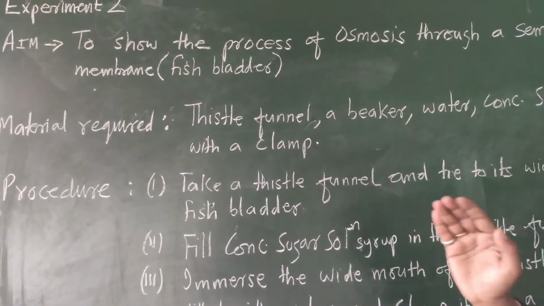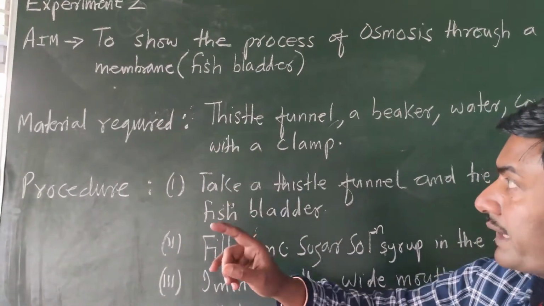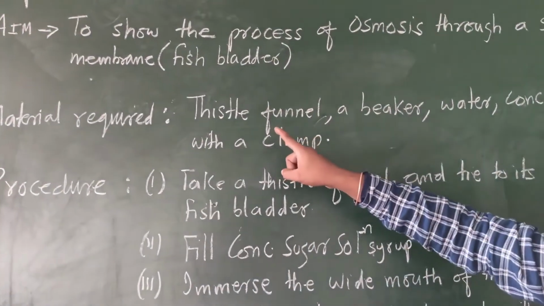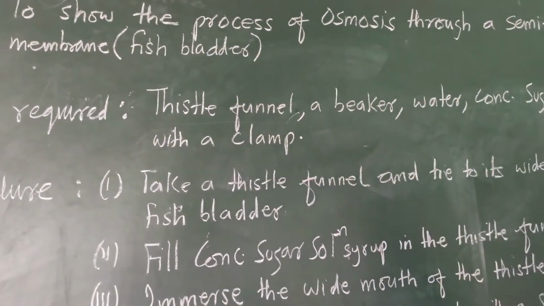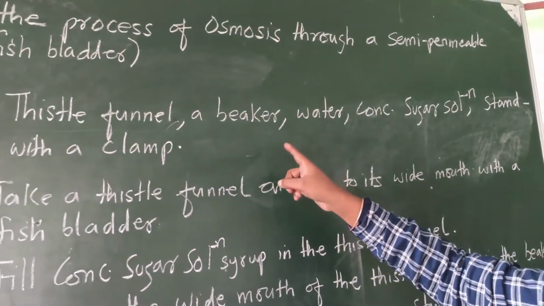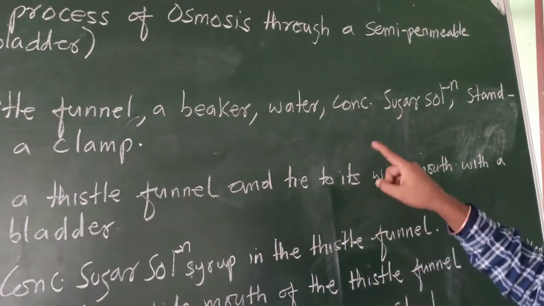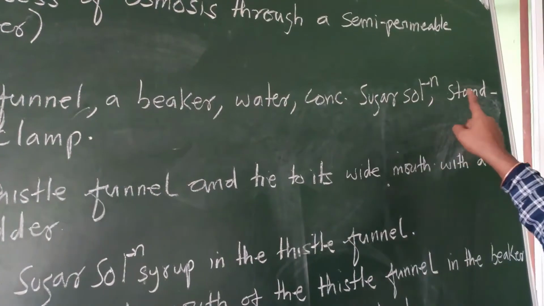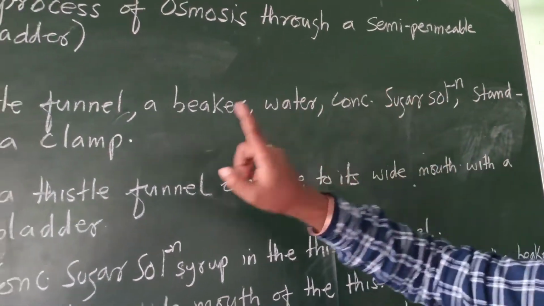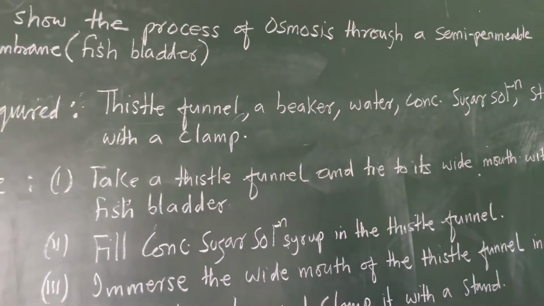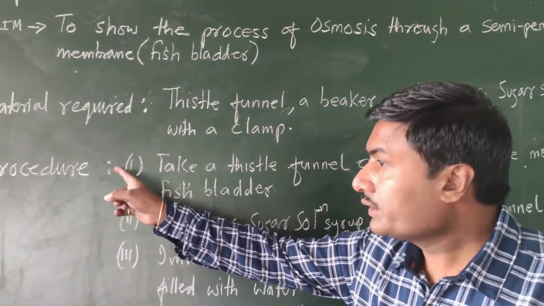Now, what are the materials required for this experiment? Okay, first one is a thistle funnel. Then a beaker, water, concentrated sugar solution, and a stand with a clamp. Now, what is the procedure?